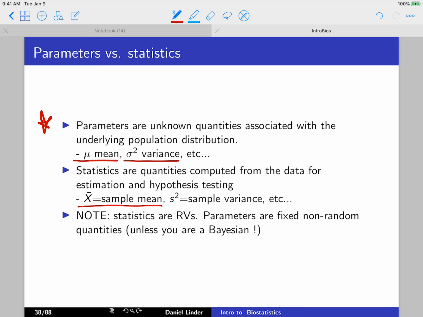Another popular statistic is S squared, which we're going to let denote the sample variance. And you'll see in this last bullet that statistics are random variables. These are the things that vary depending on the data set, not your underlying population parameters. Unless you're a Bayesian.